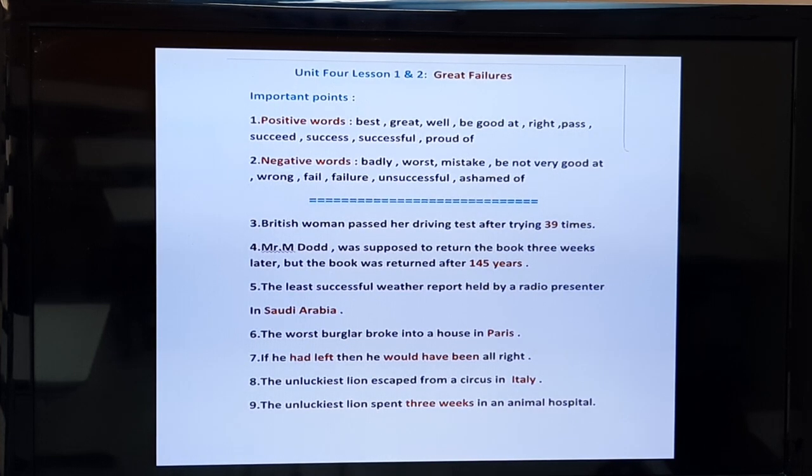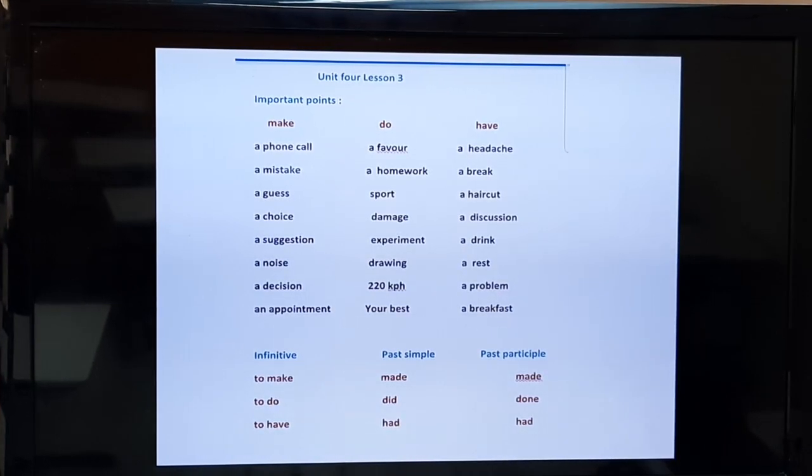Then the next page in unit 4, page 44, you have lesson 3, vocabulary, verb collocations: make, do, and have. As you know, you have some words in the box and you have a table. You should know every word, okay? There is a verb with each word. For example, make: you can say make a phone call, but you can't say make a homework. You can say do a homework.